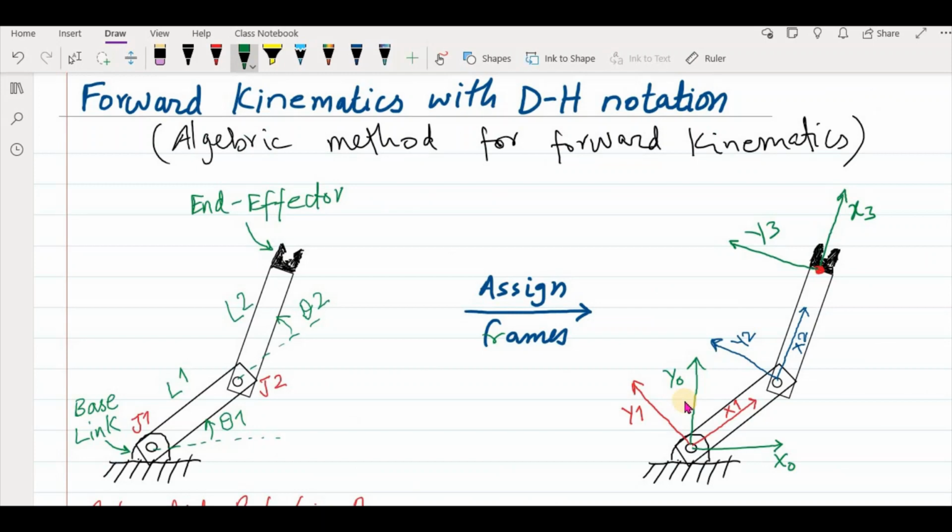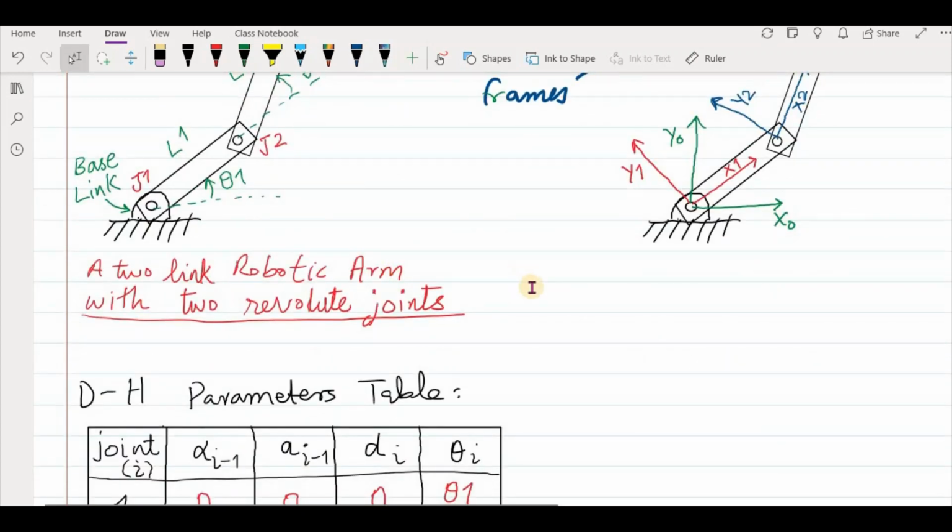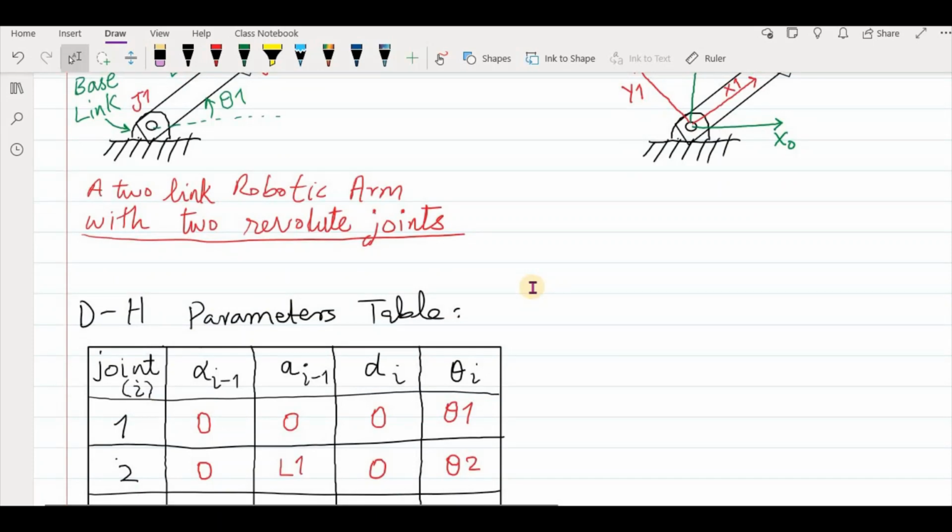Okay, so once we have these parameters, for example, we can find the transformation from frame 3 to frame 2, then frame 2 to frame 1, and finally frame 1 to frame 0, which is our reference frame. So for that we need the parameters. Okay, so let's see how we calculate the parameters.